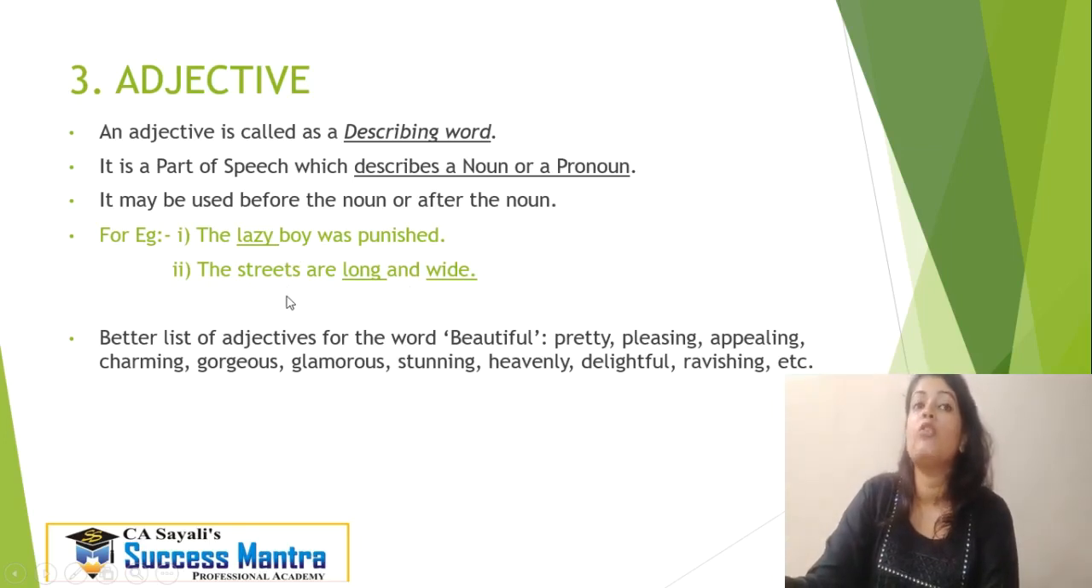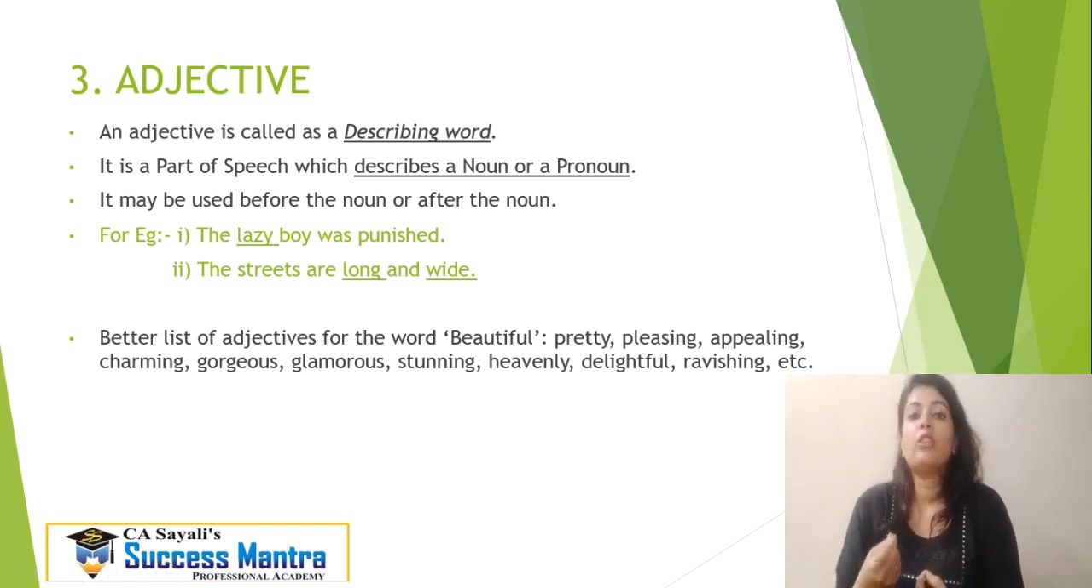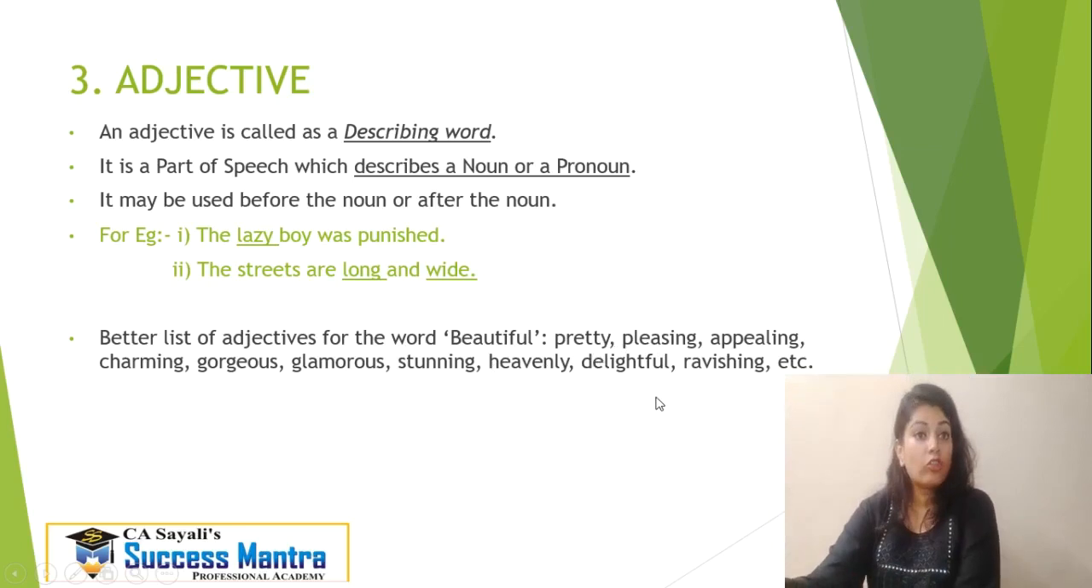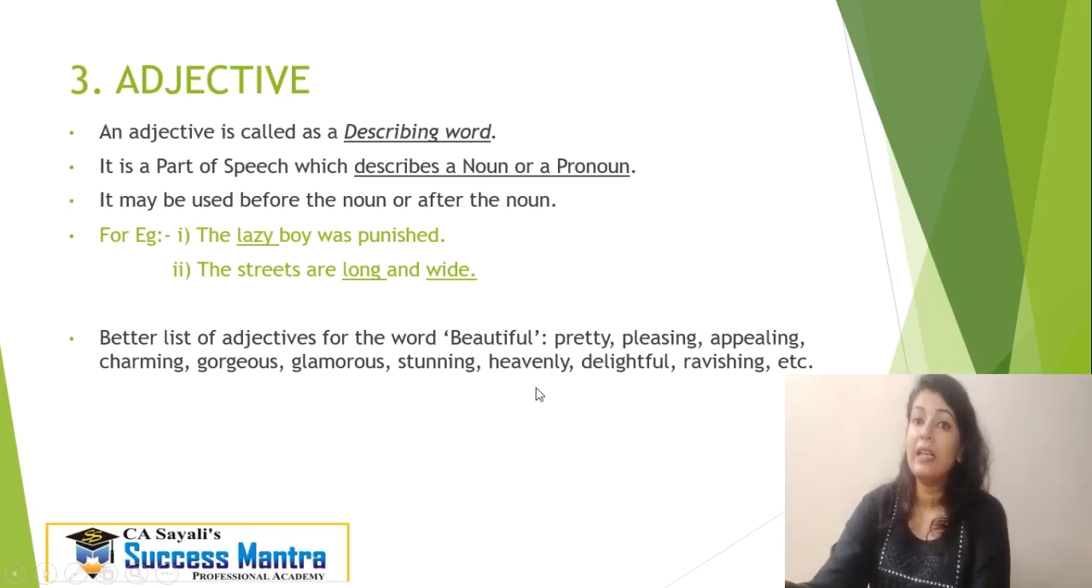So here our noun, which is streets, is defined by the adjective, that is long and wide. Now I would like to give you some examples of the term beautiful. The adjective beautiful, we always tend to repeat this in our day-to-day English, that is, you know, she is beautiful, this is beautiful, that is beautiful. But some better vocabulary, some better set of adjectives for the term beautiful would be something like pretty, pleasing, appealing, gorgeous, charming, glamorous, stunning, heavenly, delightful, etc.